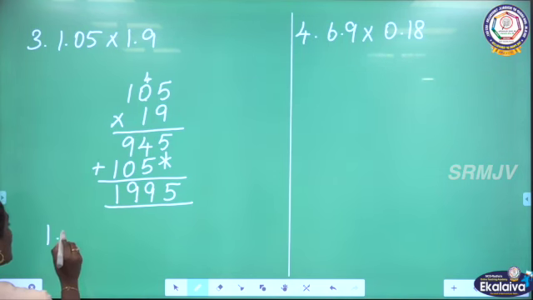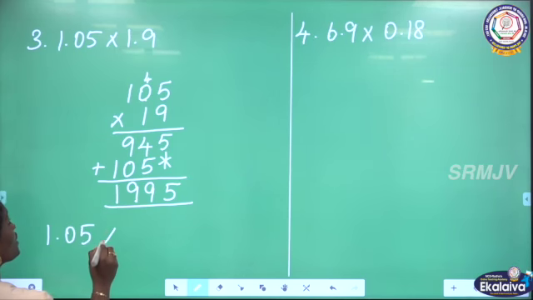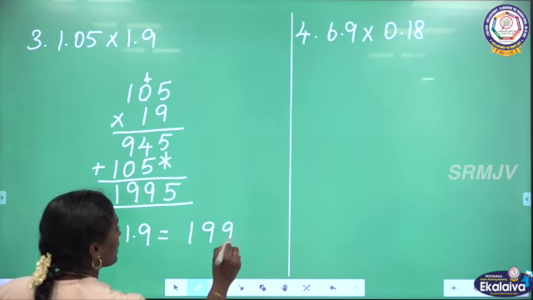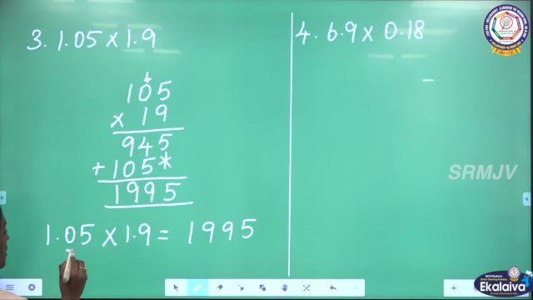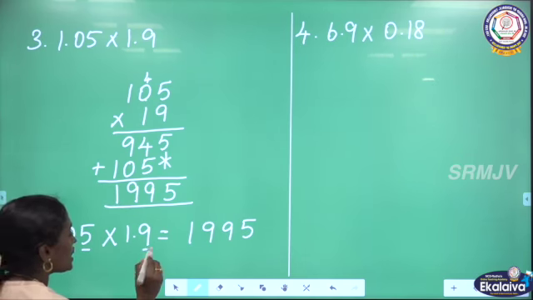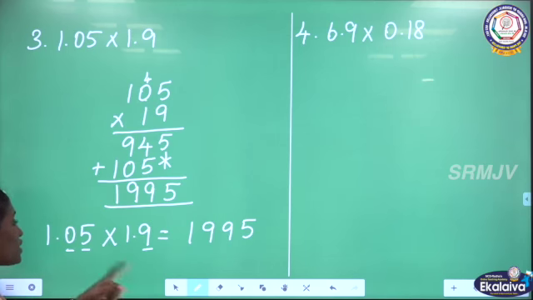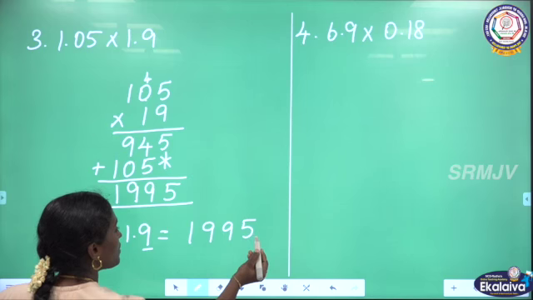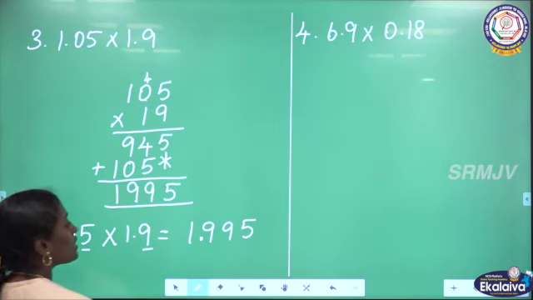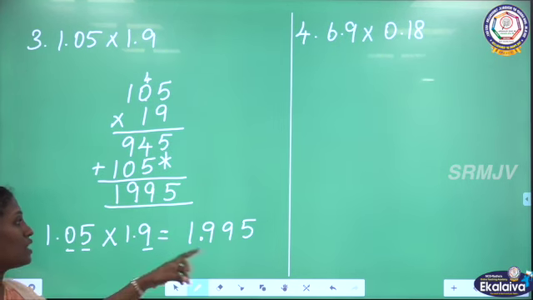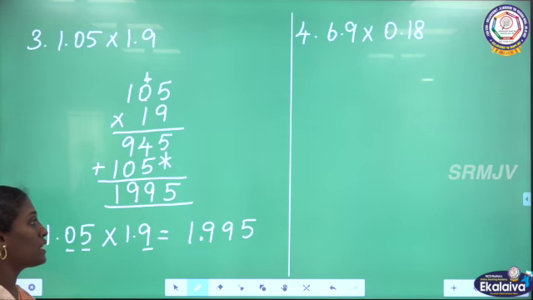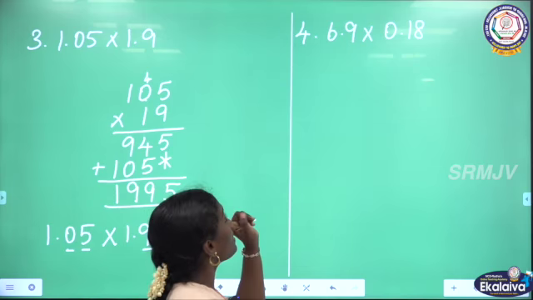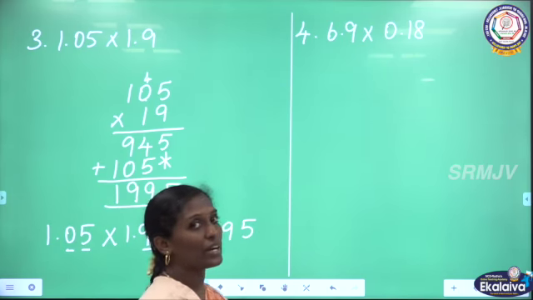1995. We have to write the answer for the given question, 1.05 into 1.9. Here in the given question, first number 2 decimal places, in the second number 1 decimal place. Totally 3 decimal places are there. So in the answer we need 3 decimal places. So from the last, before 3 digits we have to keep the decimal point. So the answer is 1.995.